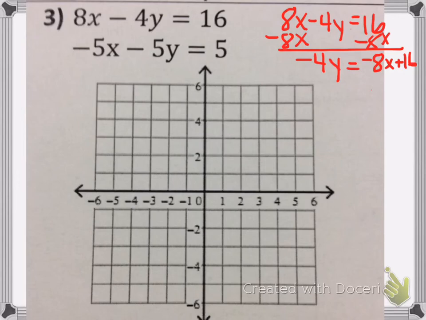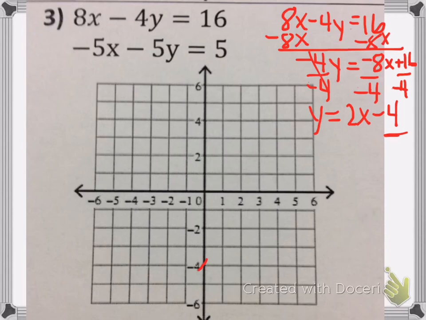We're going to divide both sides by negative 4 to get y by itself, and when I do that I have to divide everything by negative 4. Then everything on this side cancels to just y. And on the other side, negative 8 divided by negative 4 is a positive 2, so positive 2x. And 16 divided by negative 4 is negative 4. So my first equation there is ready to graph. I'm going to start down at negative 4 on my y-intercept, and then follow my slope, which is 2 over 1. So up 2 over 1, up 2 over 1. And my line goes through those points right there.